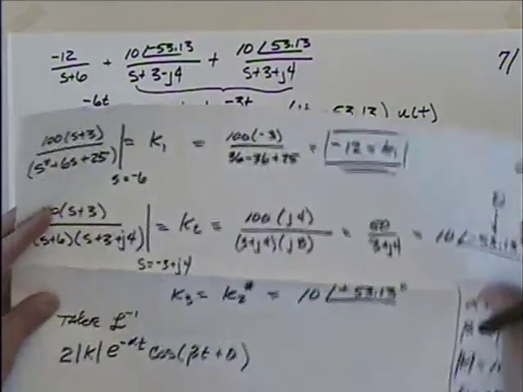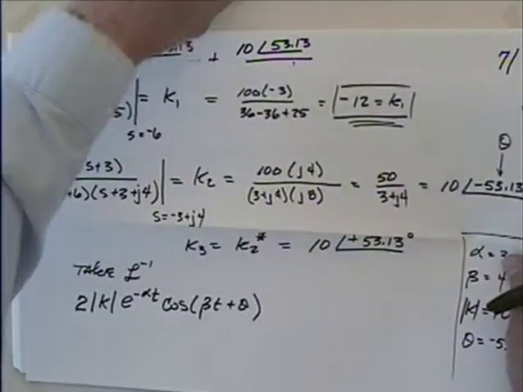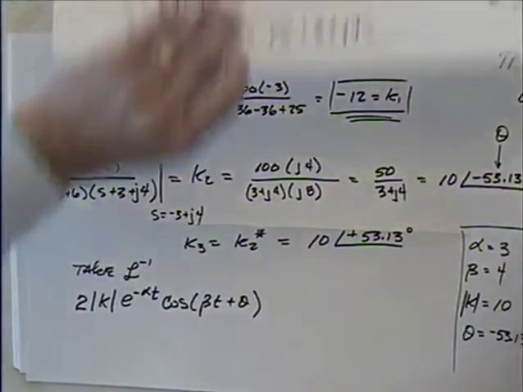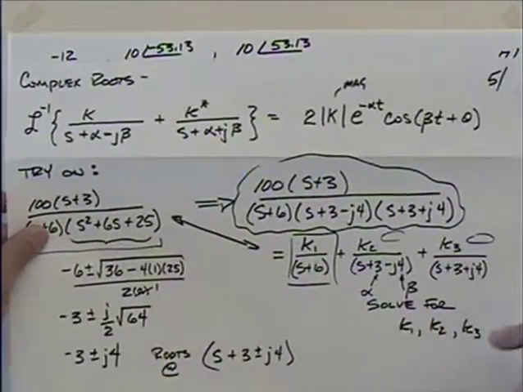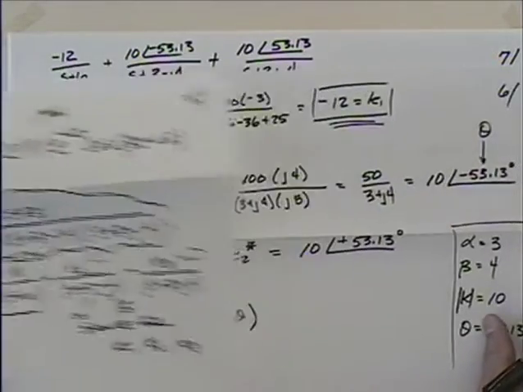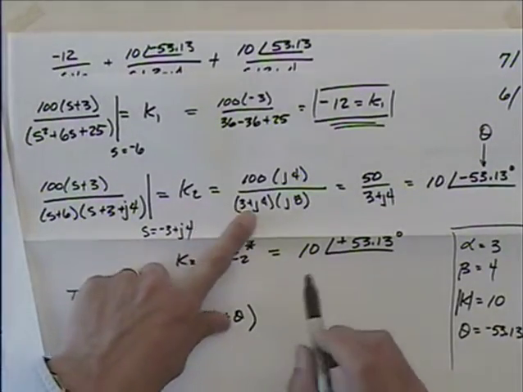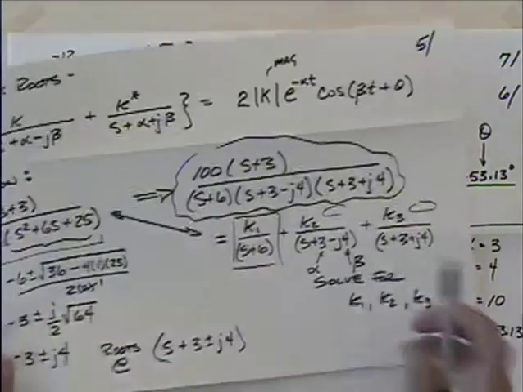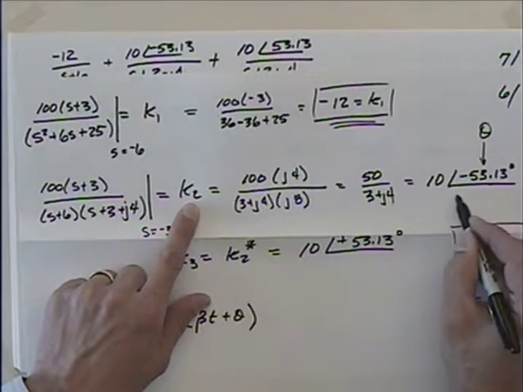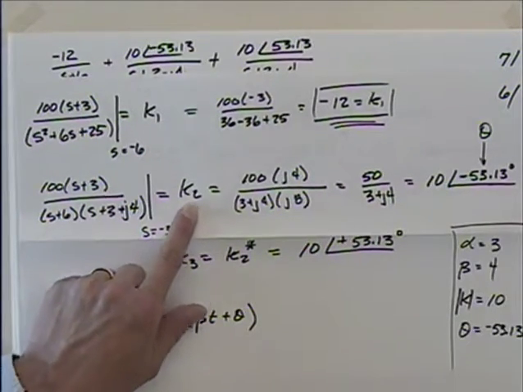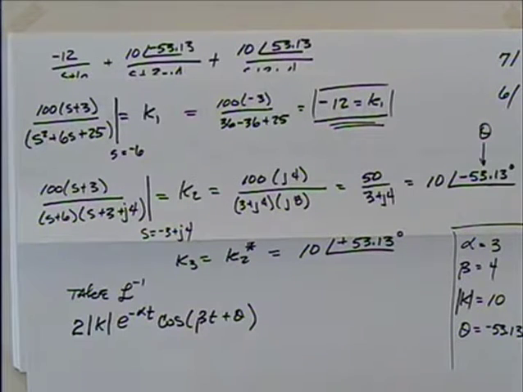Because I took it off of the, where did we start with this? I took it off the term with the minus beta. So which term was that? K2 had the minus beta. So it'd be the angle attached to K2. If you change your beta to the minus 4, then it would be the positive angle.